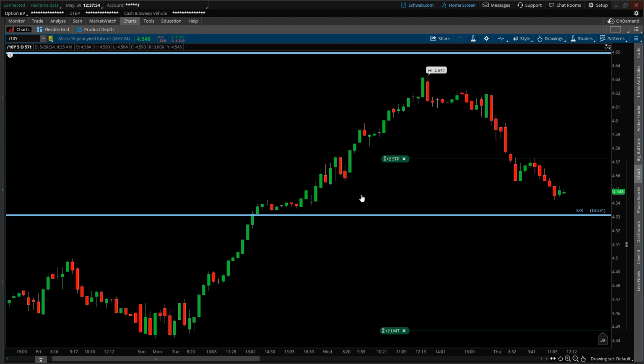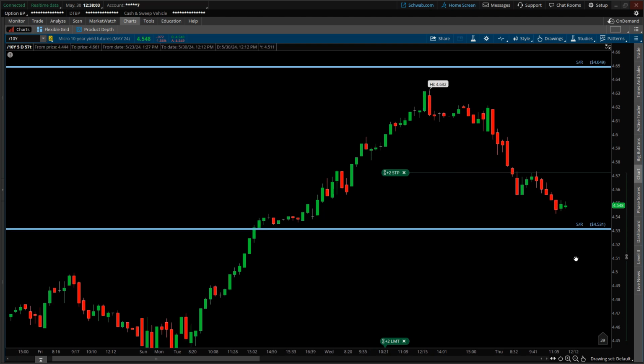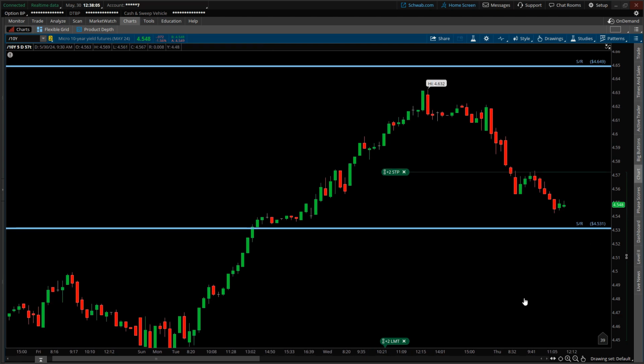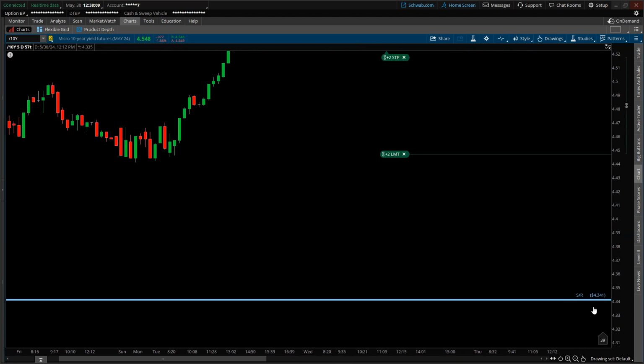reasonable support and resistance levels. So the most local resistance level is 4.649, and the local support is 4.531. And a little further below that, I have another one sitting here at 4.341.